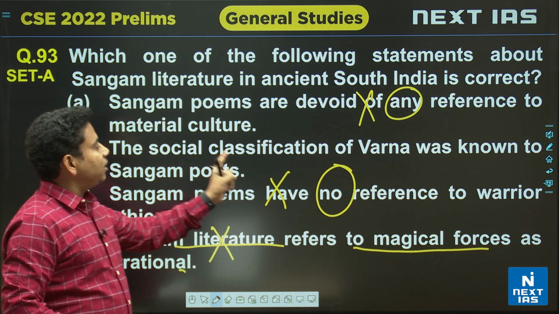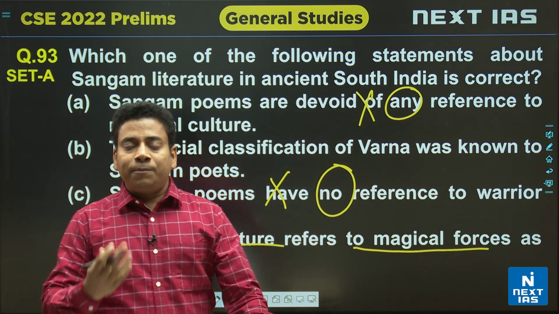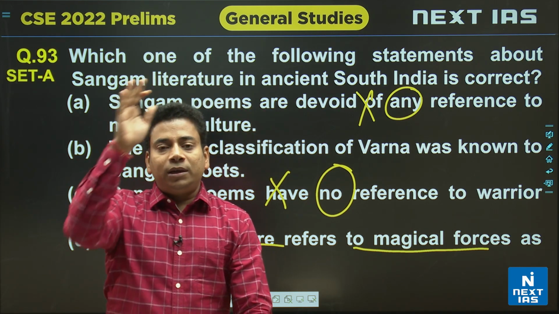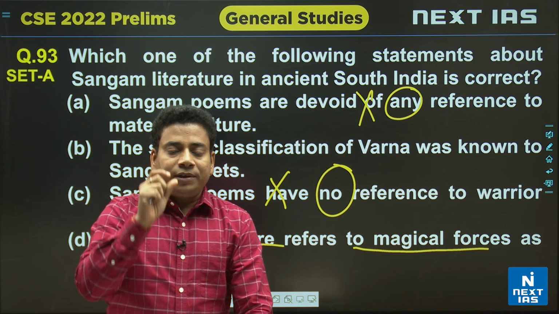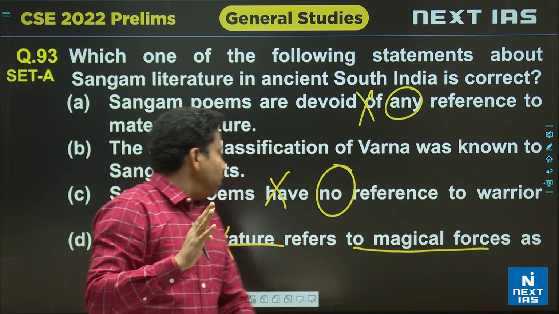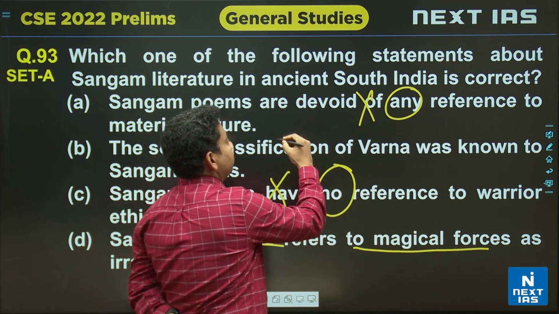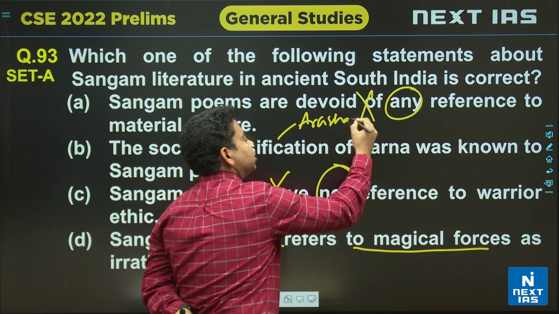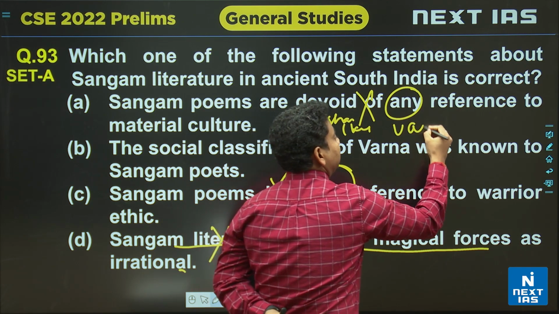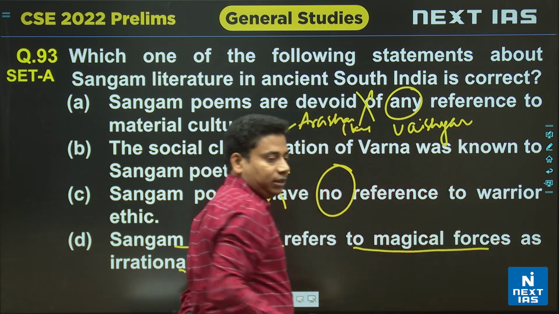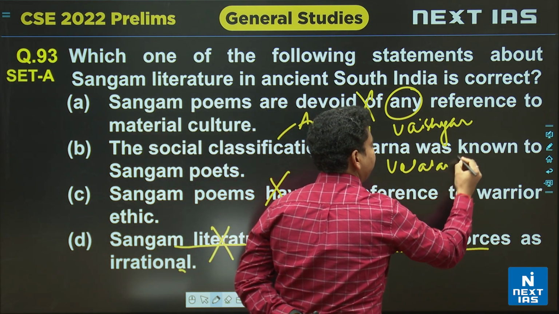The B statement: the social classification of the Varna was known to the Sangam poets. So it is very easy: at that particular time, if you believe the Arya theory and all those theories, then definitely you can say that the Sangam poets also had knowledge about the Varna system. Even the term used was Arasar for the king, Vaishyar for the traders. These kinds of communities and Varna were there, and Velalar is for the farmers.